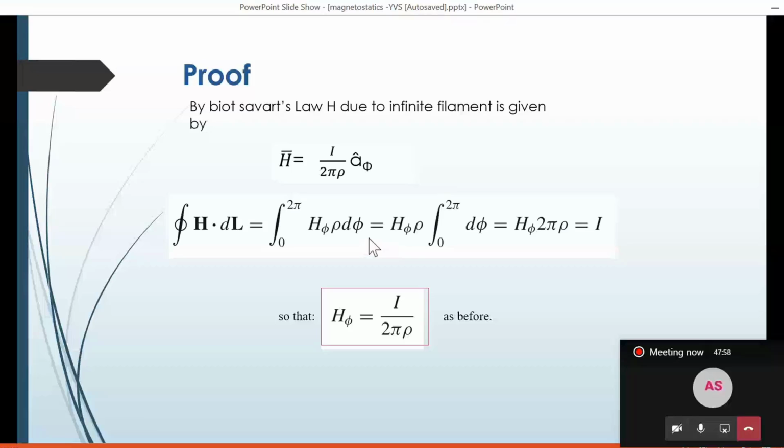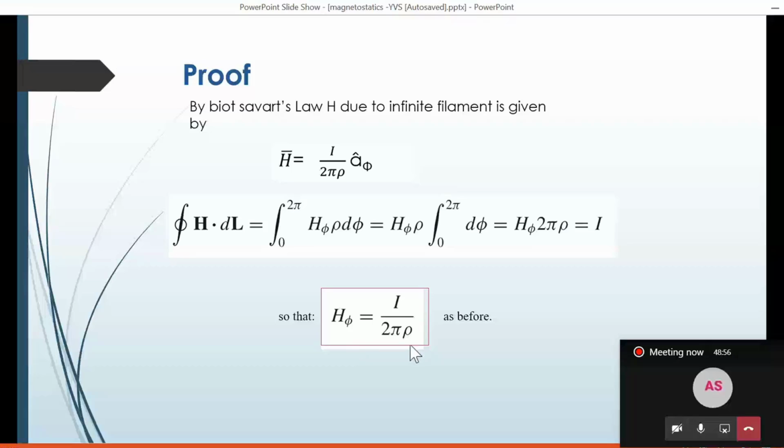So r they have kept as is, h phi they have kept as it is, and the integration of d phi is equal to 2 pi minus 0. So h phi into 2 pi into r, that is equal to I. Now what is h phi? So h phi will become I upon 2 pi r, and that is nothing but this equation. So we have proved HDL is equal to I. So in this way we can prove the Ampere's circuital law.